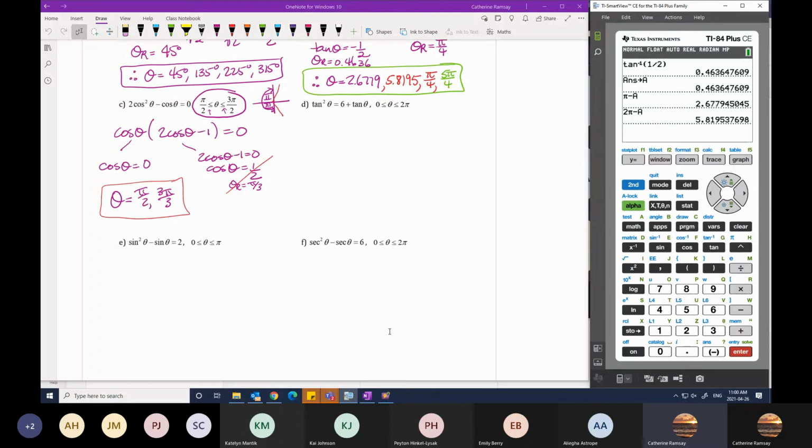Okay, next up. Tan squared theta equals 6 plus tan theta. So I got to move everything over to the other side. So I got tan squared theta minus tan theta minus 6 equals 0. And this nicely factors. So tan theta would, in order to get a middle term of minus 1, it would be 3 and 2. And the 3 would have to be minus, and this would have to be plus.